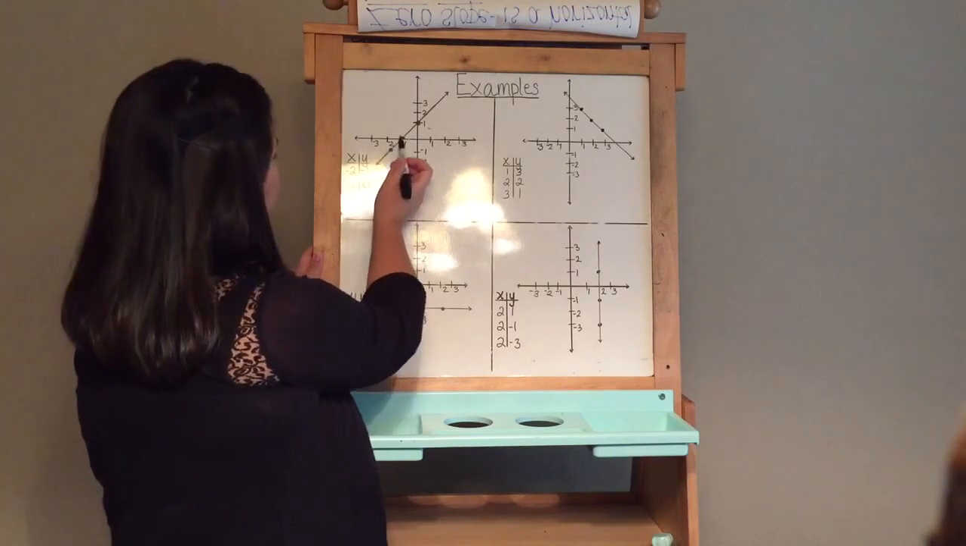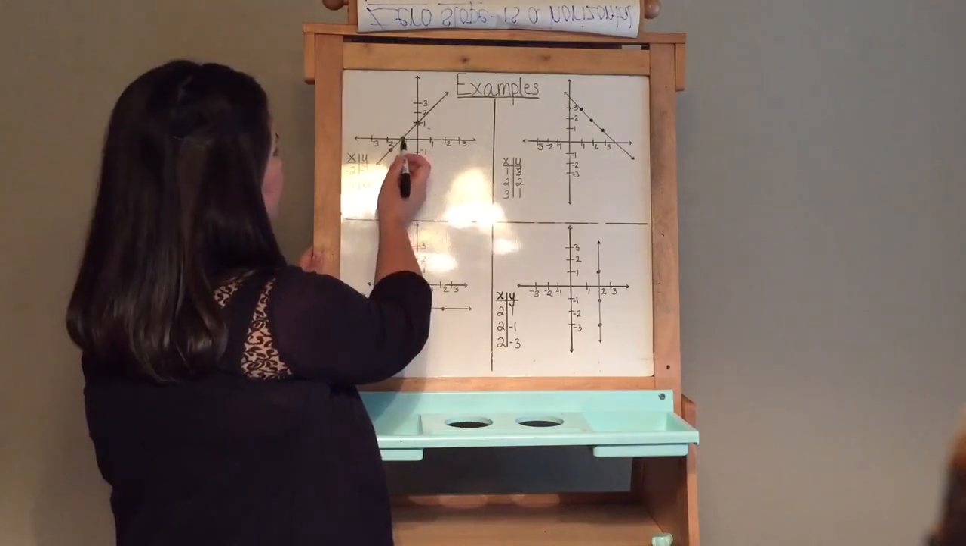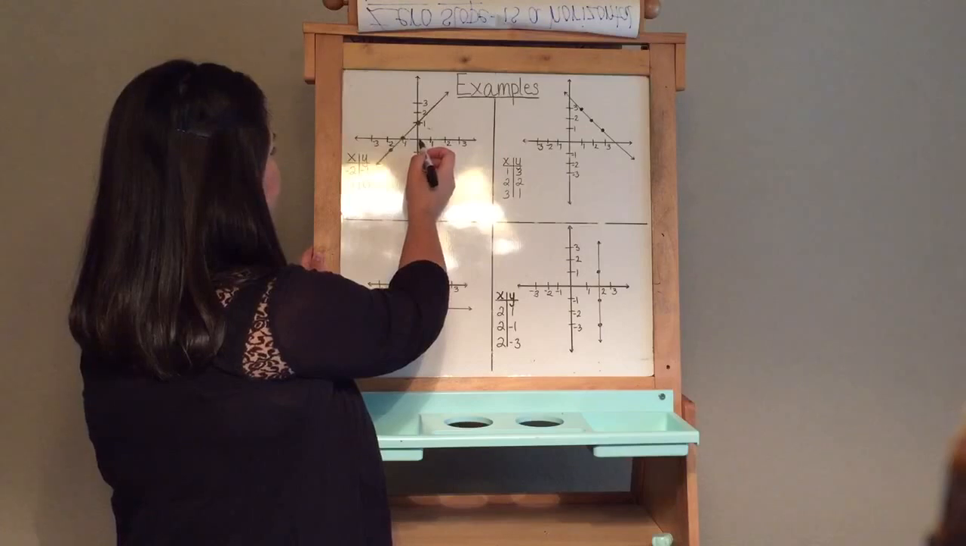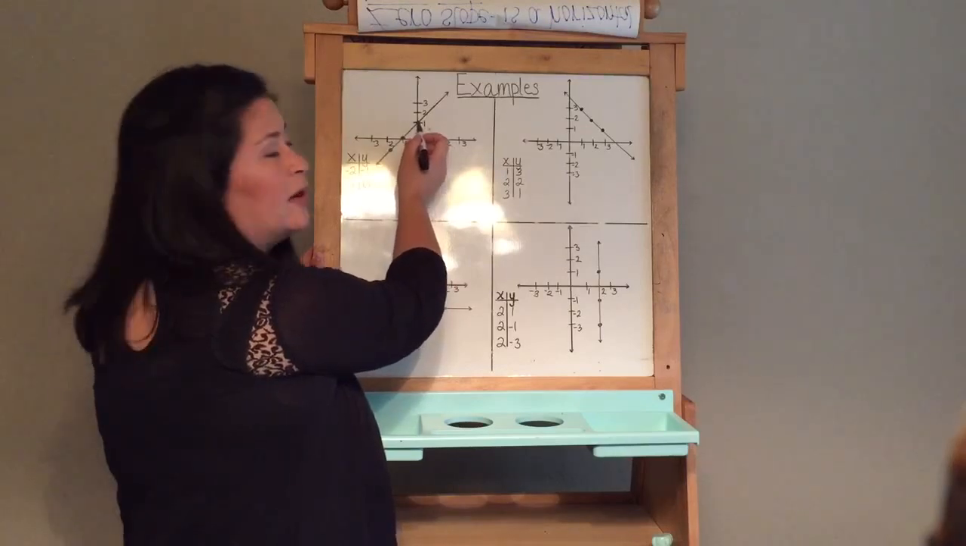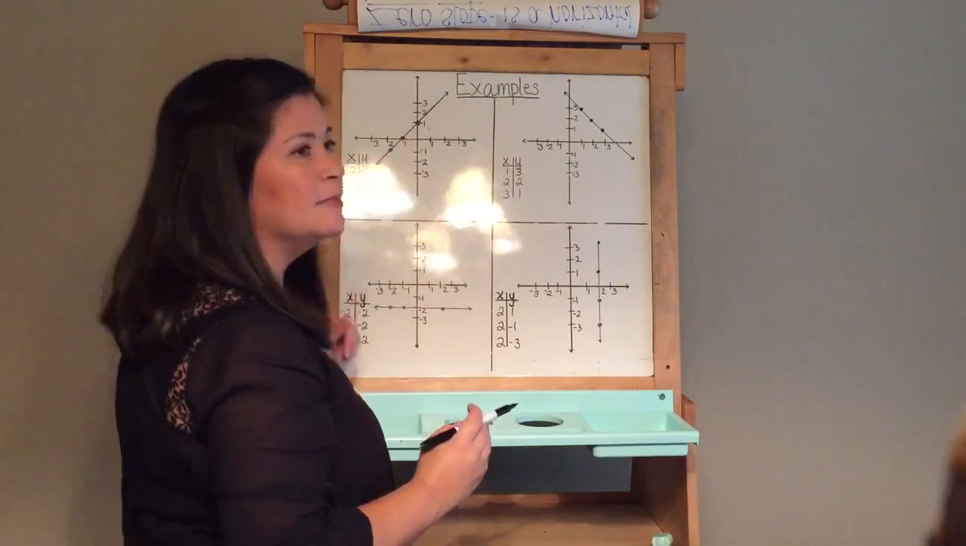Then the next is -1, 0. So let's go -1 and we're going to stay on the line at 0. And then we have 0 and then +1. When the line is drawn in, we have a line that is sloped upwards.